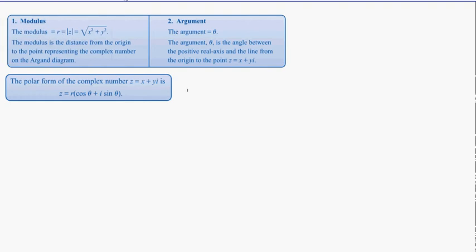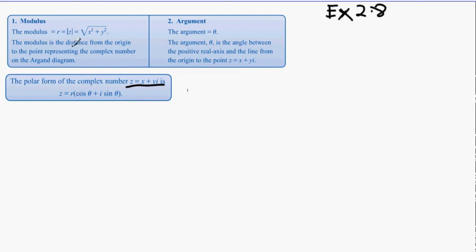Okay, so this is exercise 2.8, and what we're looking at here is the polar form of a complex number. Now the polar form of a complex number, if z equals x plus yi, the polar form is r bracket cos theta plus i sin theta. Now let me explain what each part means.